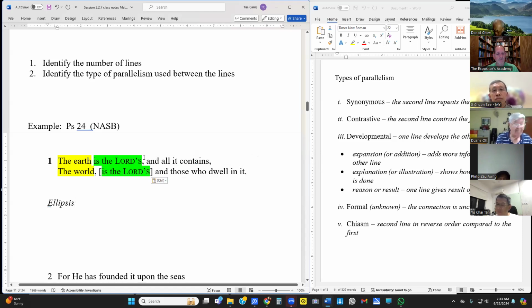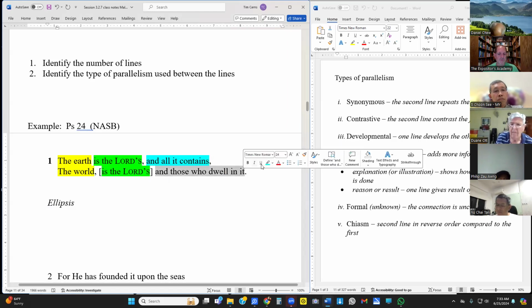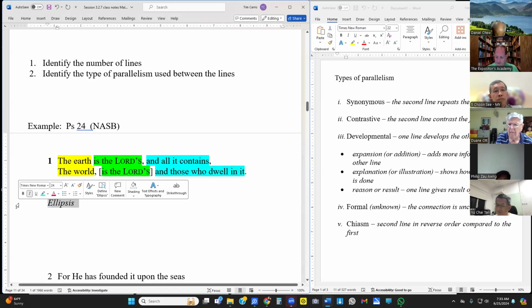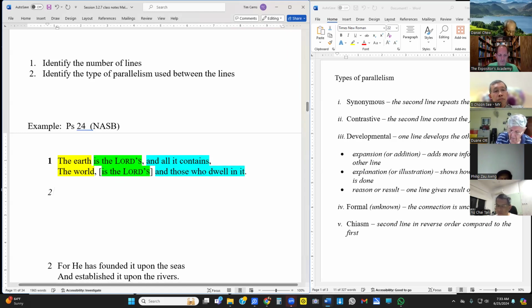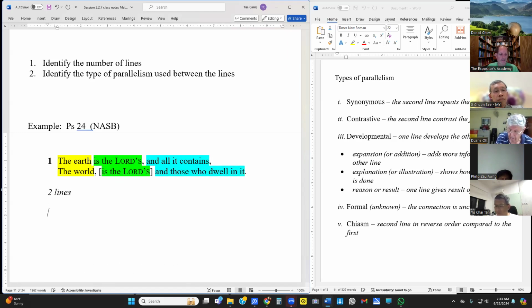All right. So the earth is the Lord's, and then notice, and all it contains. And then we have, and those who dwell in it. So we see here, first, there are two lines within this verse, and the type of parallelism is synonymous. Each line is basically saying the same thing.